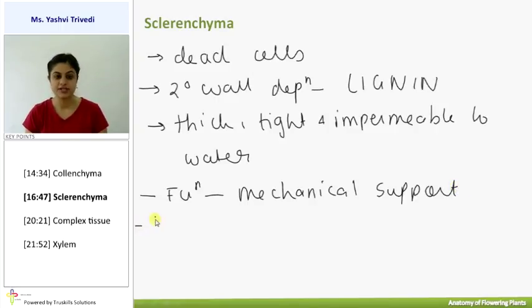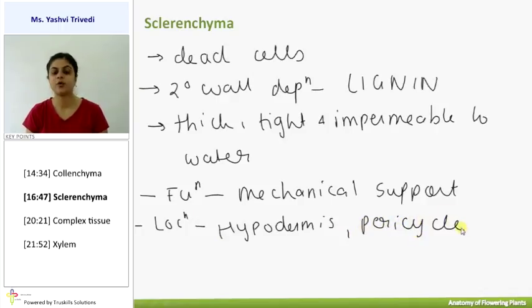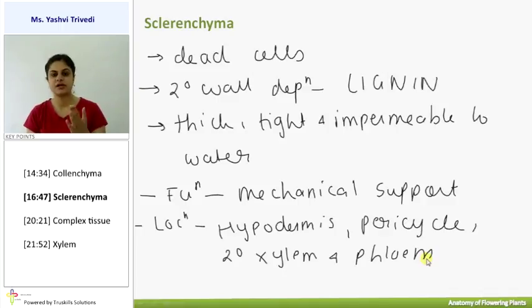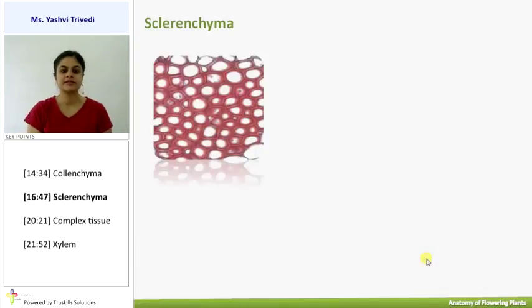Then let us see the location where they are located. Mainly sclerenchymas are present in hypodermis. As I said, it is just below epidermis. Pericycle, it is just below endodermis. Secondary form of xylem as well as phloem. These areas constitute sclerenchyma, which are mainly used for the support. Sclerenchymas, depending on their origin, structure, characteristics, are further divided into two types.